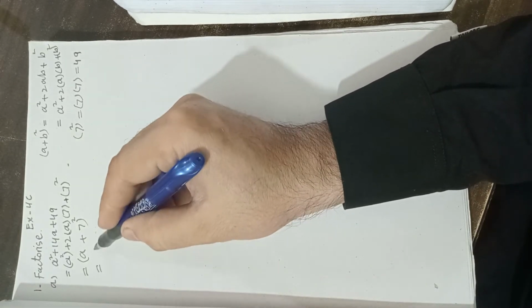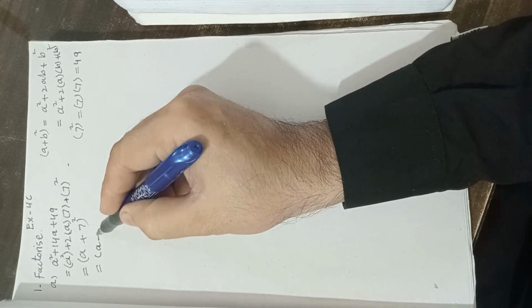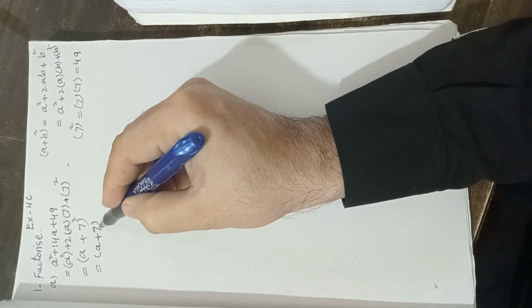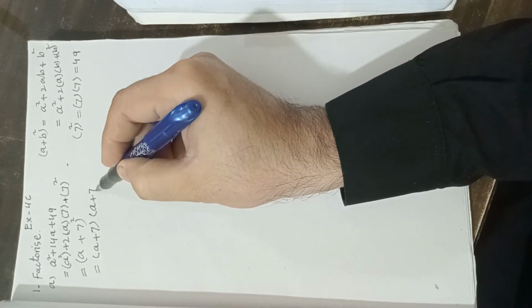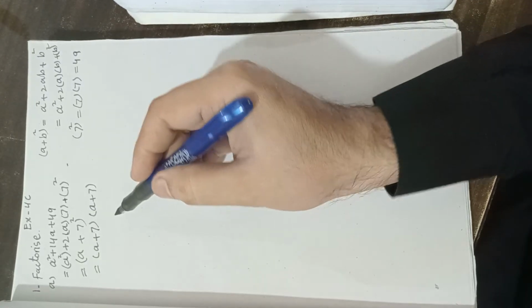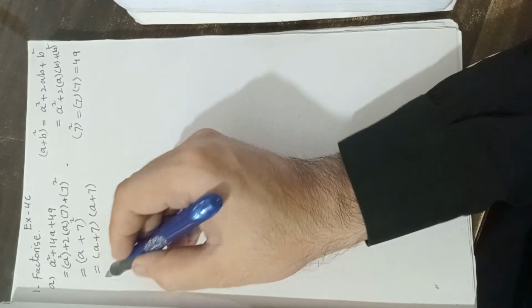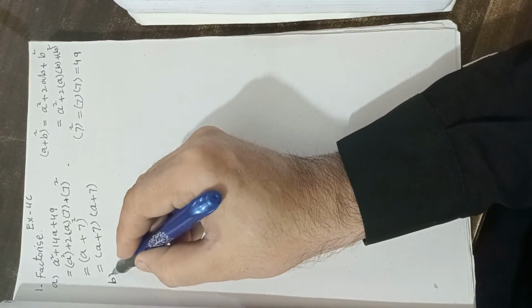And if you explain the answer in the form of factorization, because it is 2 times, write it 2 times if it is needed. Then B part.